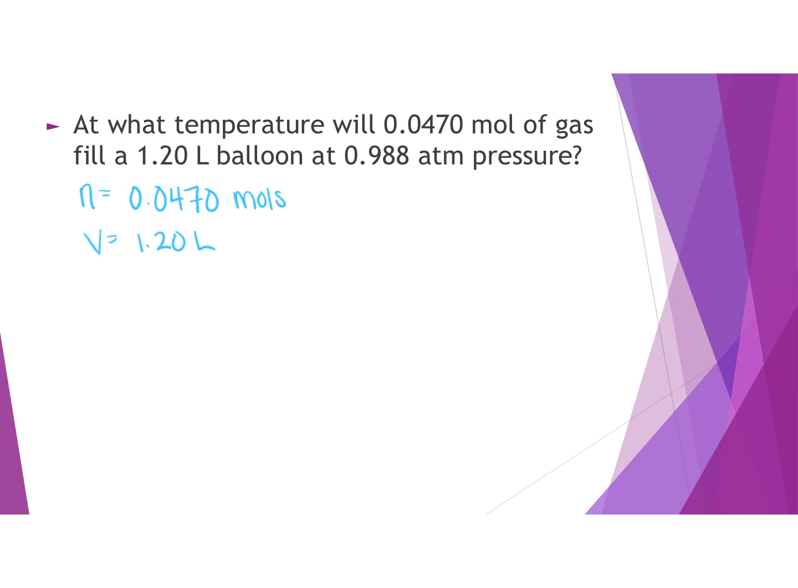What's the next number you see? 0.988. Perfect, and the unit for that is? Pressure. Good, pressure. So pressure is 0.988 atmospheres. All right, and then what are we solving for? Okay, we're solving for temperature. Someone put a question mark for temperature.